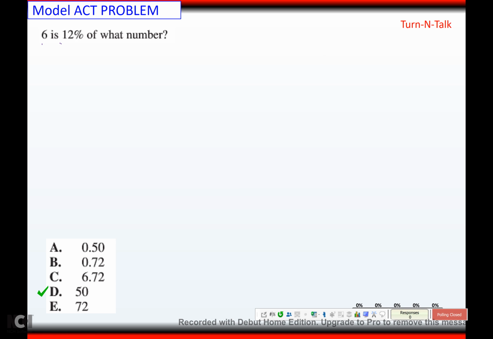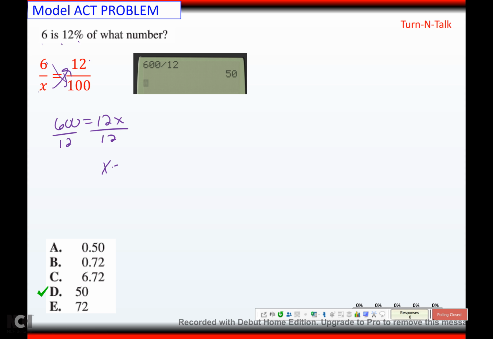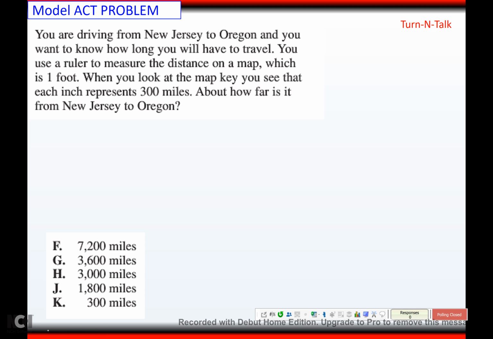So it says 6 is 12% of what number? I can set up my proportion. Is over of equals P over 100. 6 times 100 is 600 equals X times 12, which is 12X. Divide both sides by 12, and X equals 50. Try this one, hit pause, come back when you're ready.